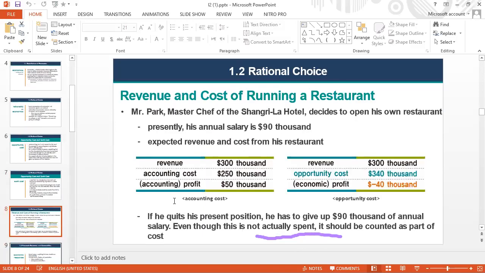When we compare the accounting and the economic profit, there are two concepts: accounting profit and economic profit. Accounting profit includes the revenue that you have really achieved minus the accounting cost. But in the economic approach, we have the revenue minus the opportunity cost, which is the accounting cost plus the second best alternative. So this is a very important example.